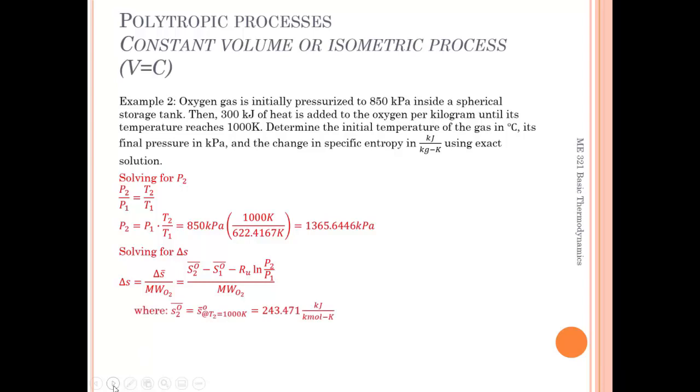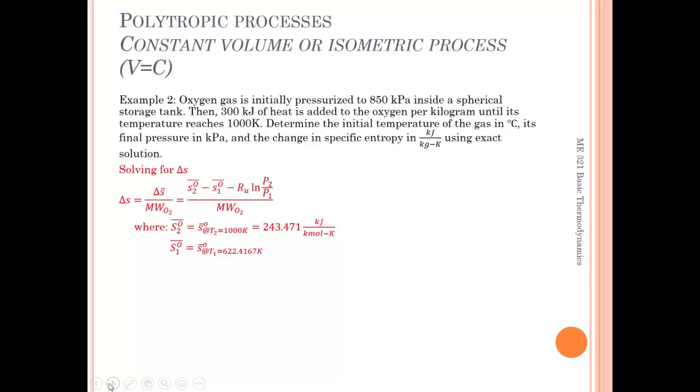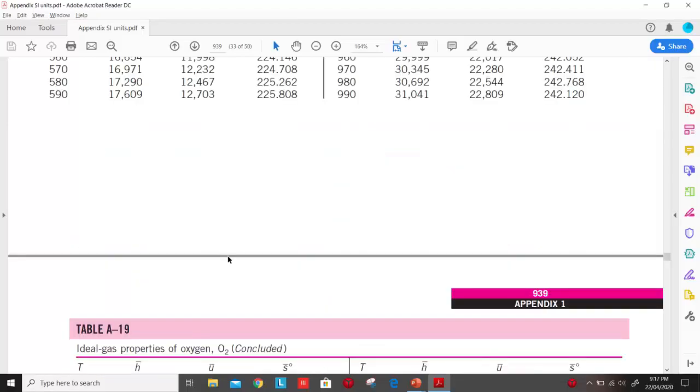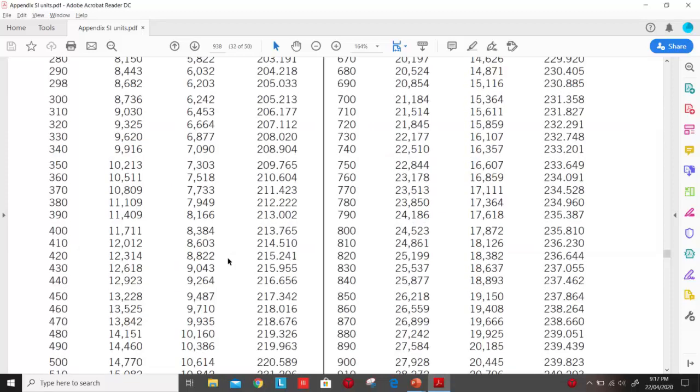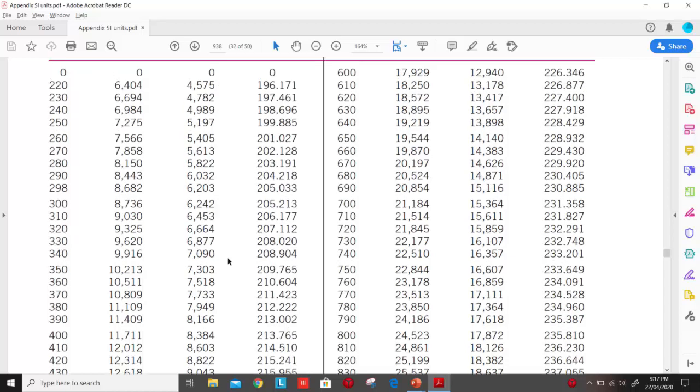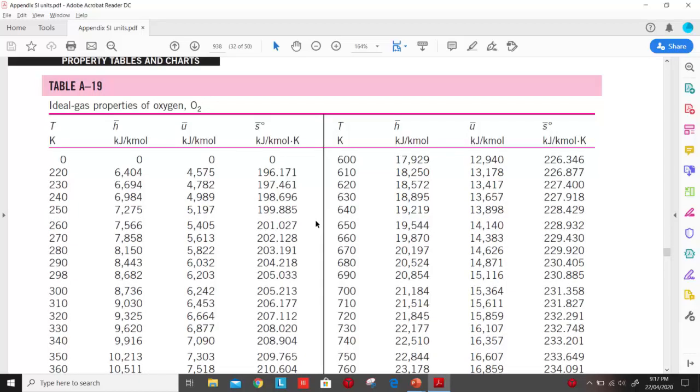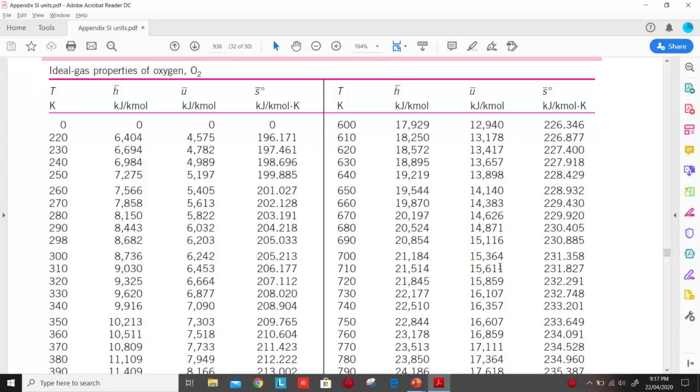But for the initial entropy per unit mole, we shall be interpolating its value since the initial temperature 622.4 is not listed in Appendix A19. Now, based on Appendix A19, we know that the value of S naught sub 1 over bar is between 227.4 and 227.918, which corresponds to the two temperatures 620 and 630 Kelvin respectively.